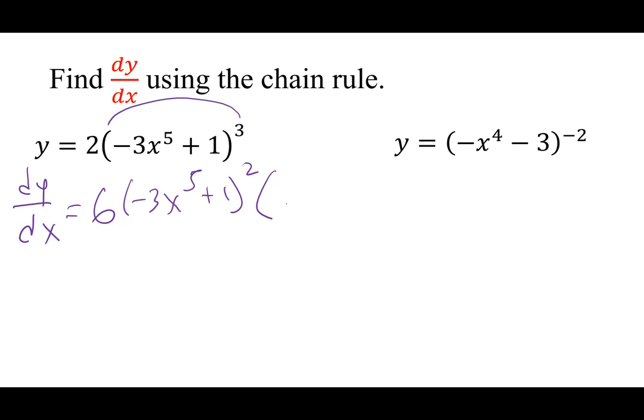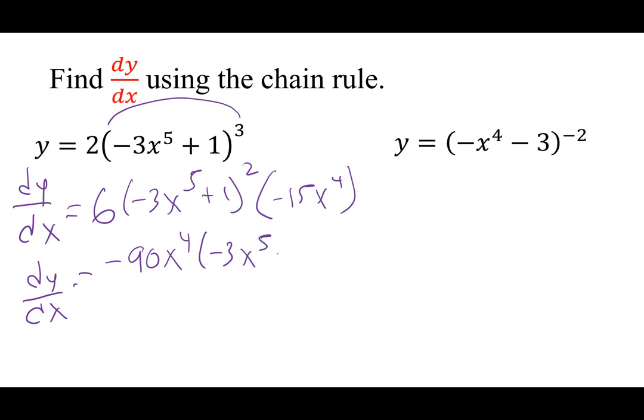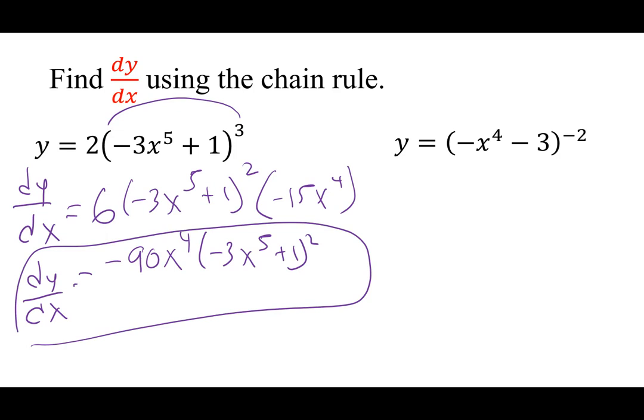So the derivative of negative 3x to the 5th would be negative 15x to the 4th. The derivative of a constant is 0. When you go to clean it up, 6 times negative 15 is negative 90x to the 4th, times negative 3x to the 5th plus 1, squared. And again, no reason to multiply out anything or try to solve anything. We're not quite there yet.